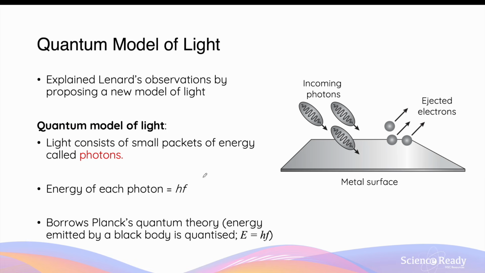In response to the inconsistency between Lenard's observation of the photoelectric effect experiment and the hypotheses made by the wave model of light, Einstein came up with a new model of light called the quantum model of light. In this model, Einstein borrowed ideas from Planck's quantum theory and proposed that light, which is a type of radiation, consists of small packets of energy called photons. Like Planck suggested, Einstein also said that the energy of each photon is given by Planck's constant multiplied by the frequency of the photon. Using this quantum model of light, Einstein was able to explain Lenard's observations, and we'll look at how he did this in detail.